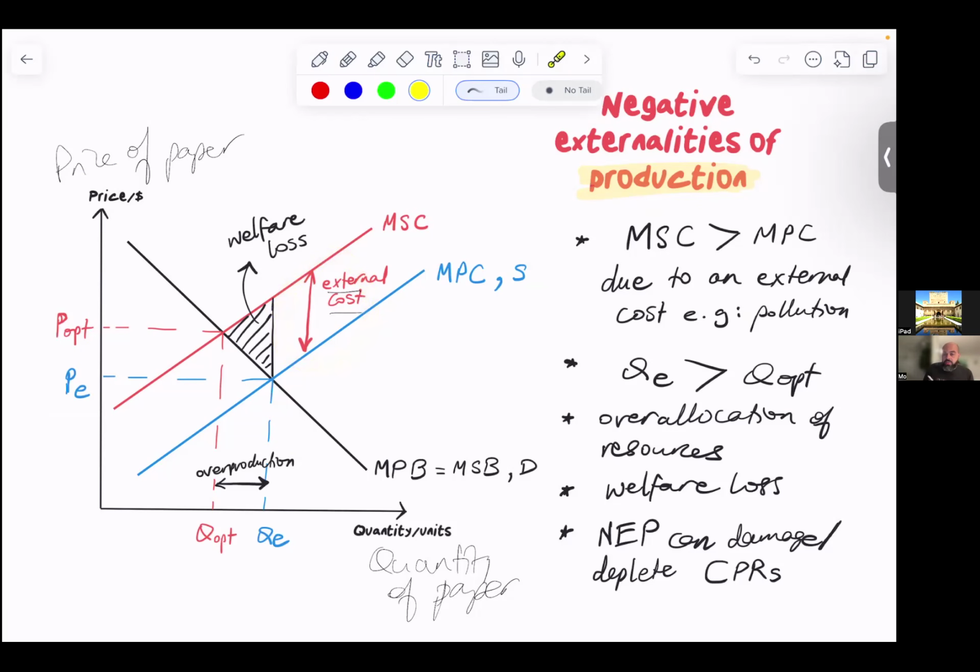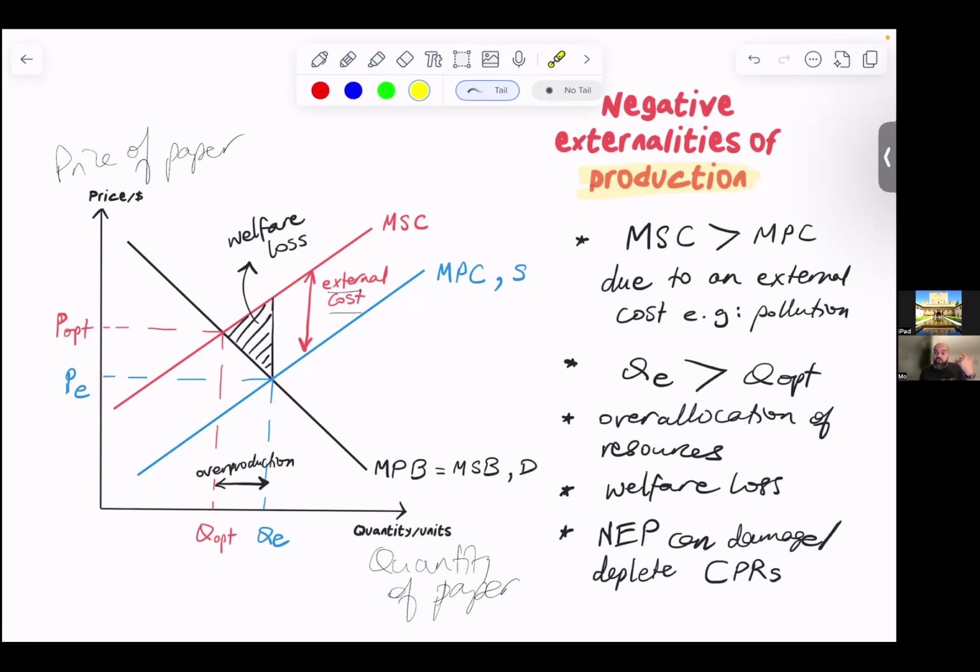If you imagine this is the market for fish, price of fish, quantity of fish, the external cost would be the damage to the world's oceans. Okay, the depletion of fishing stock in the world's oceans. Again, oceans are a common pool resource. Okay, they are non-excludable. It's hard to exclude people from using the resource, but they are rivalrous.